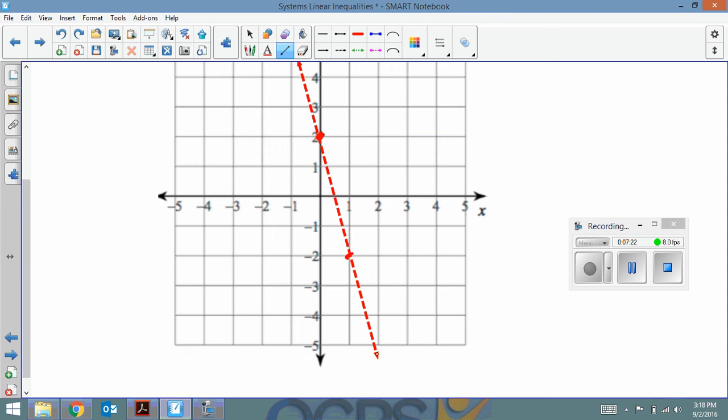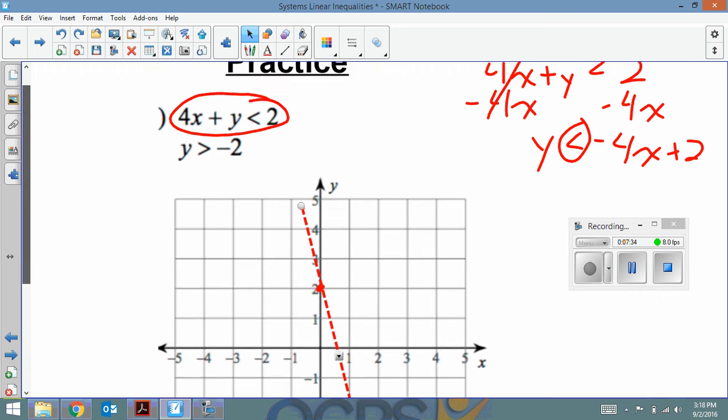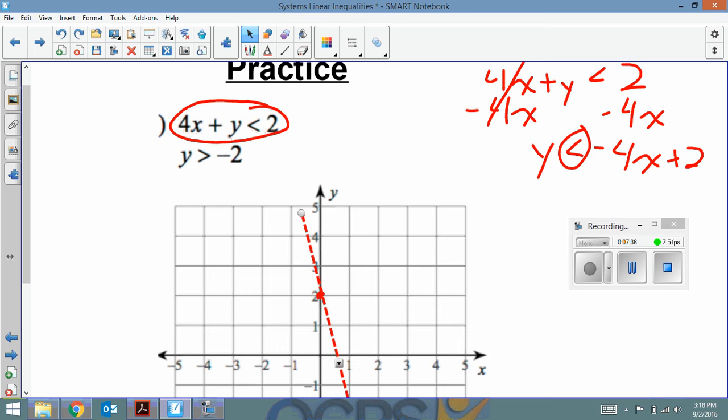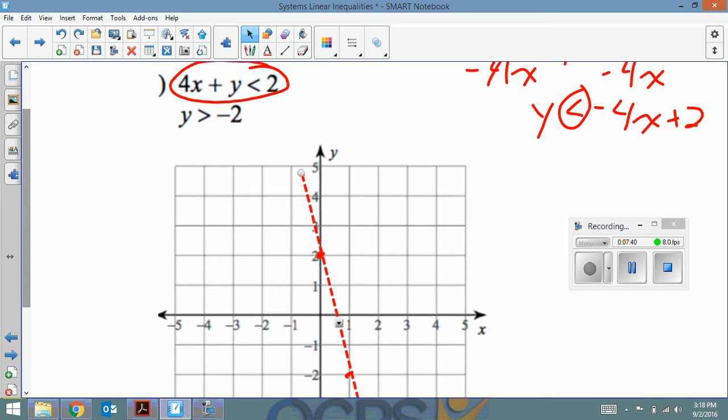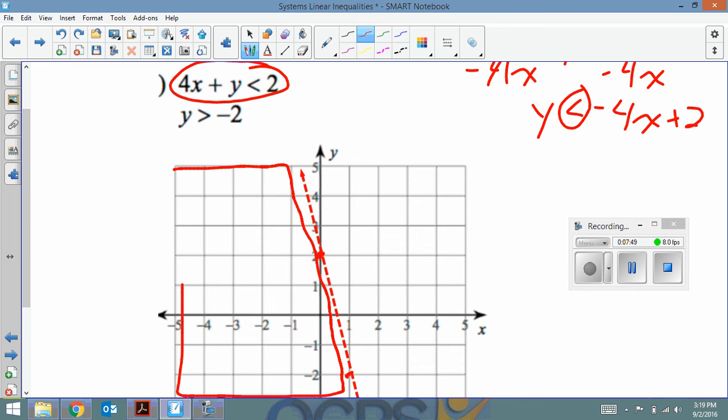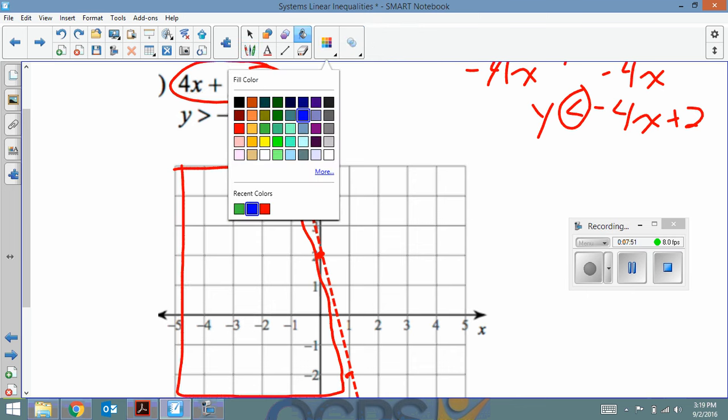So there's my dashed line. And remember, what that means is anything on that line is not a solution because it's not included. Then we have to do our shading. It says, when is y smaller? So again, go to your y-intercept, look at the y-axis. When are the y's smaller? The y's are smaller below it, so anything below that line is what we are going to shade. I can't shade the whole thing, so I'm just going to shade this part for right now.